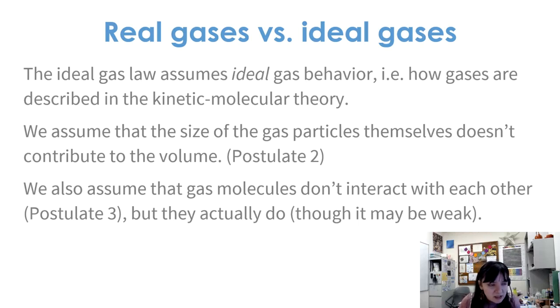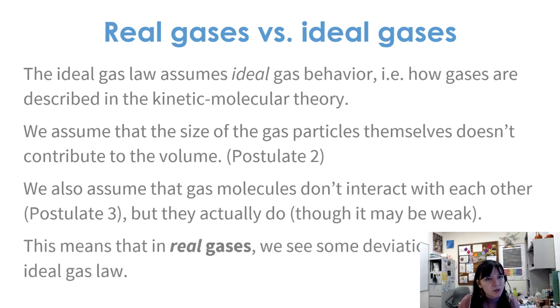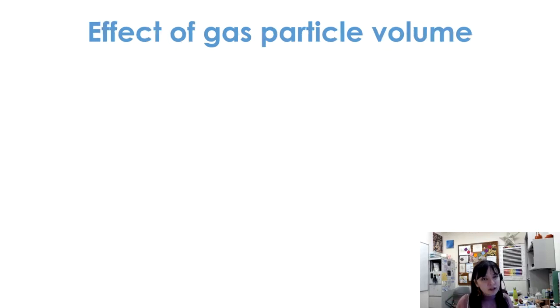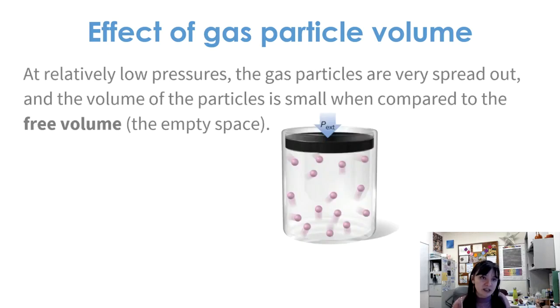And so if we take into account these different real gas behaviors, we're going to need to adjust our ideal gas law. The ideal gas law works a lot of the time, but it misses some key points, and we'll see how those points manifest and what they're going to do to the different properties of gas that we understand. So getting started, let's first take a look at how gas particle volume is going to affect our ideal gas law.